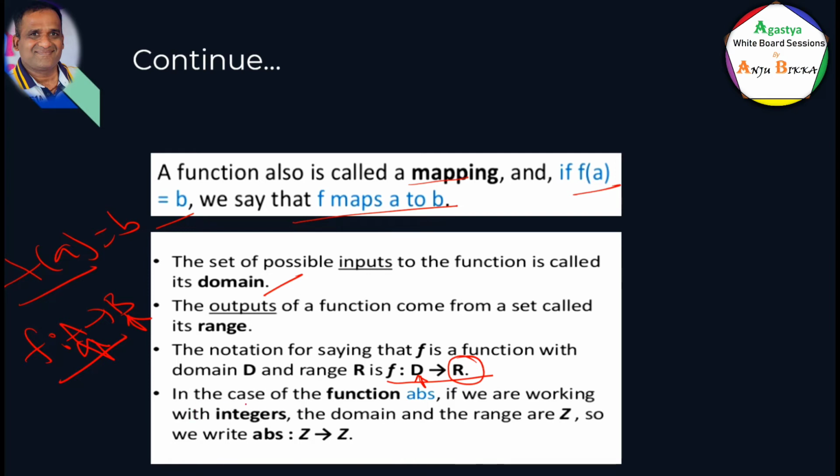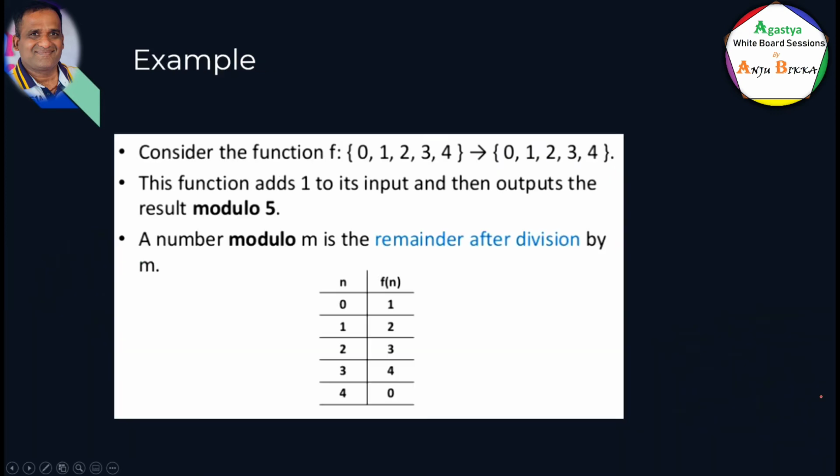In the case of a function like ABS, if you are working with integers, the domain and the range are both Z, so we can say Z to Z. So f means the ABS function, which is mapping from this domain to this codomain. Now consider another function; previously we discussed the ABS function mapping from Z to Z.